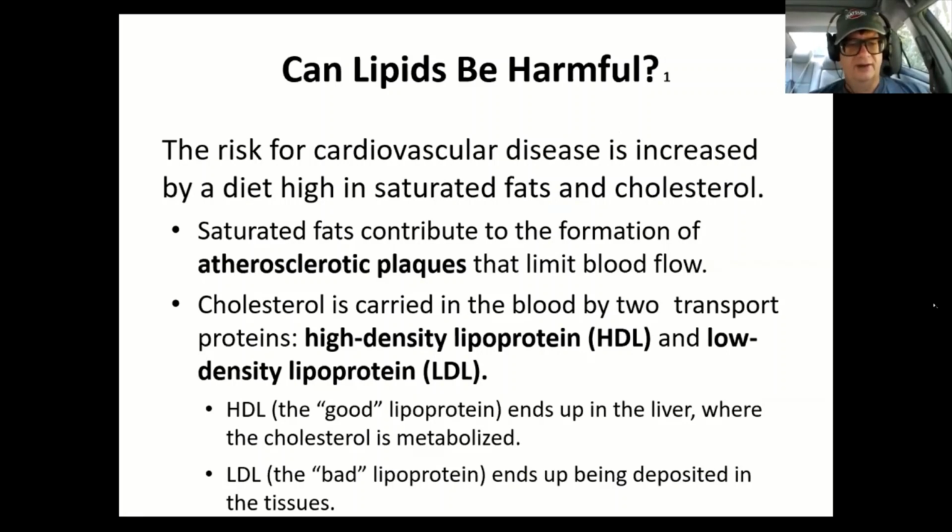Of course they can. Saturated fats can cause arteriosclerosis. They can make plaques, make it hard for blood to flow. When people talk about getting hardening of the arteries, that's what they're talking about.